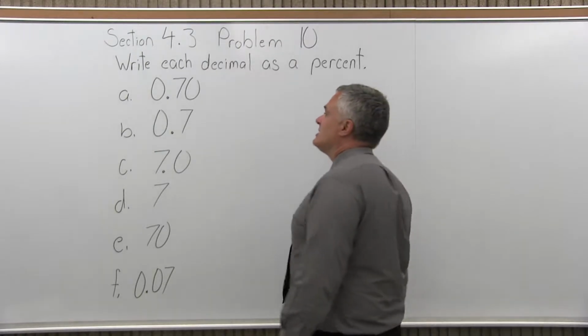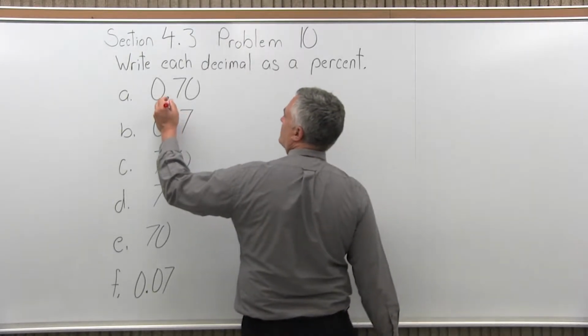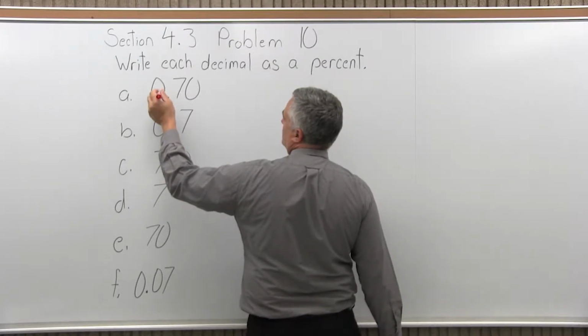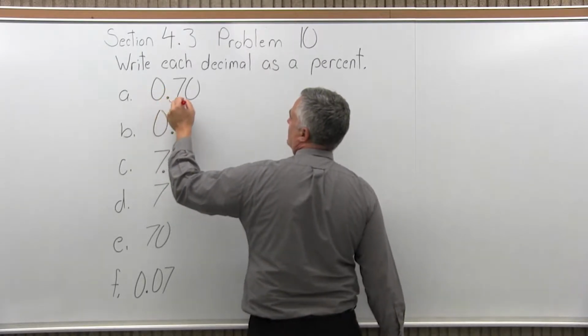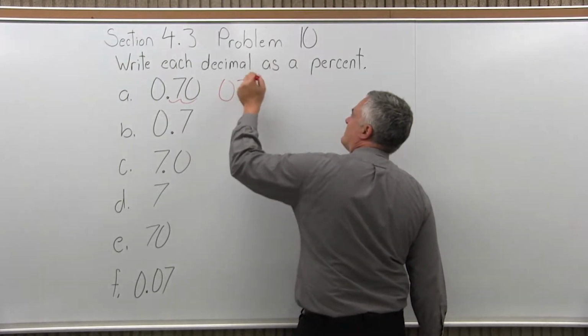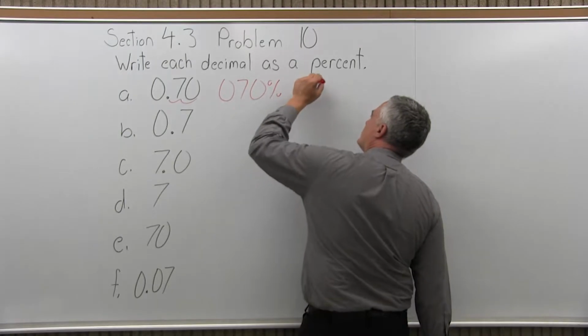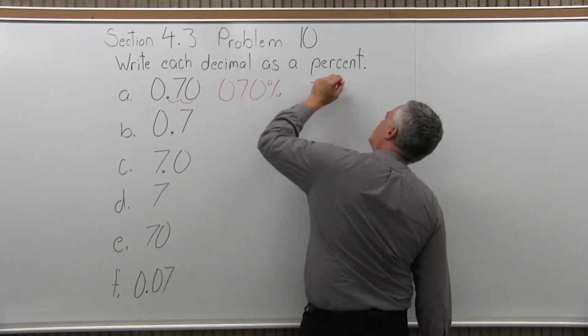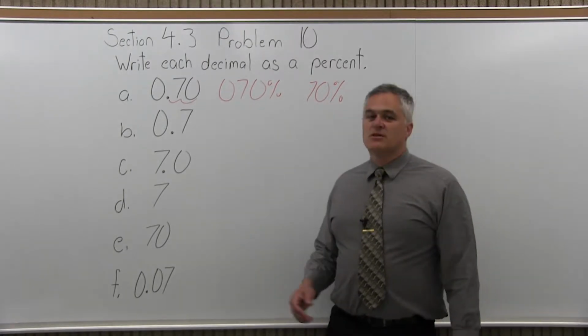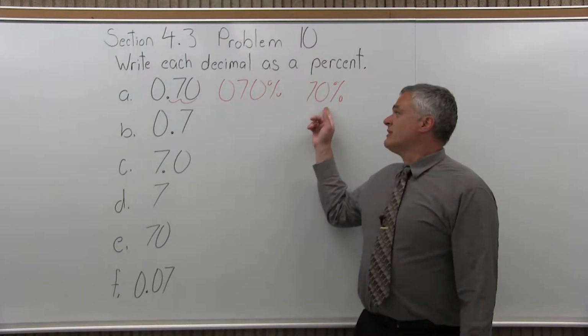So if you want to write that as a percent, take the decimal where it's written and move it 2 positions to the right. So it's written initially between the first 0 and the 7. So if you go 2 positions to the right, it winds up being 0.70%, which you would just really write as 70%. That first 0, you don't bother to write. So 0.70, its percent equivalent is 70%.